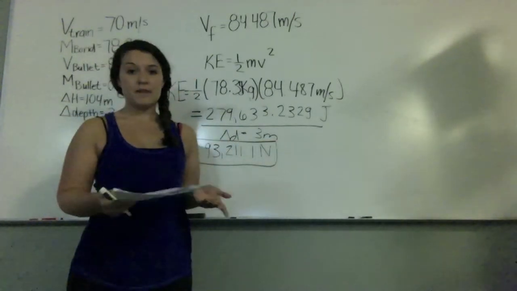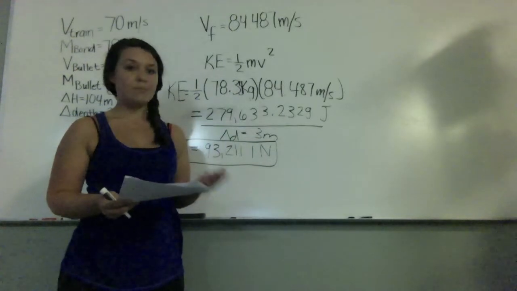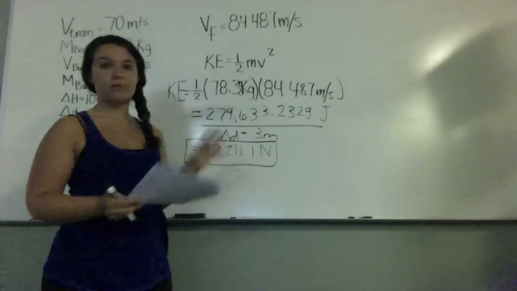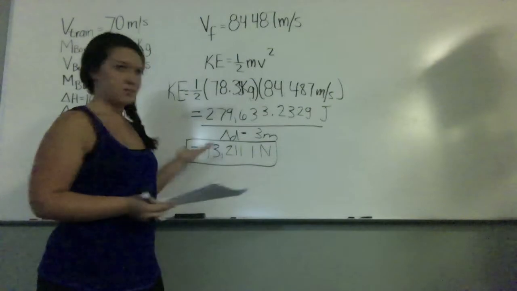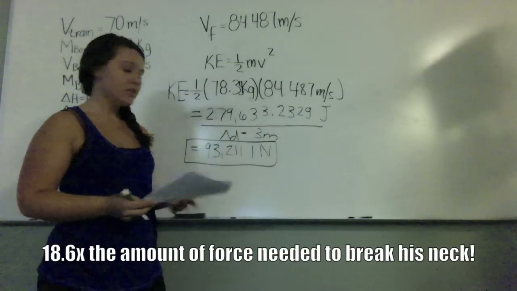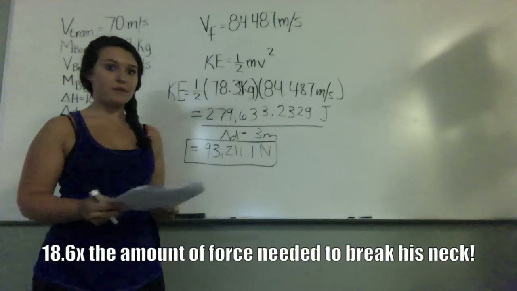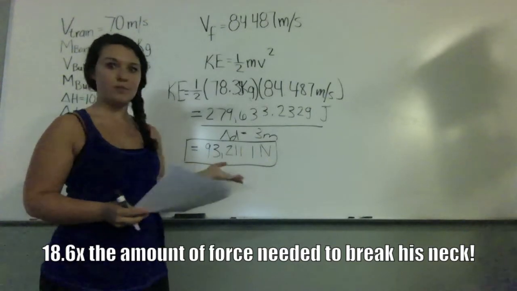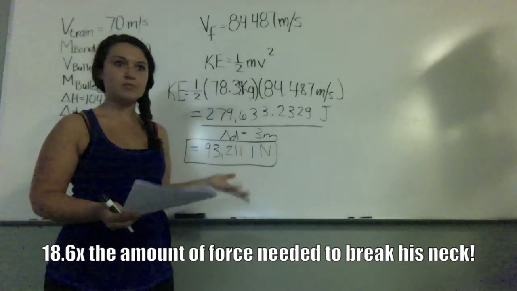On the internet, we found that it takes about 5,000 newtons to break a bone if it's just hit really quickly, which this was if he's falling on the back of his neck. So from our calculations, we're finding out that this is plenty of impact force that's going to be able to break his bones in the upper neck.